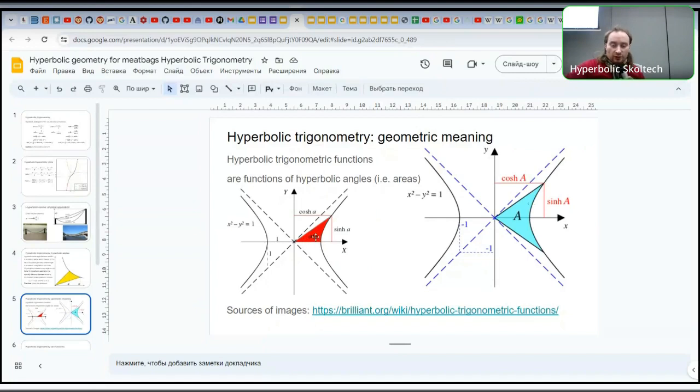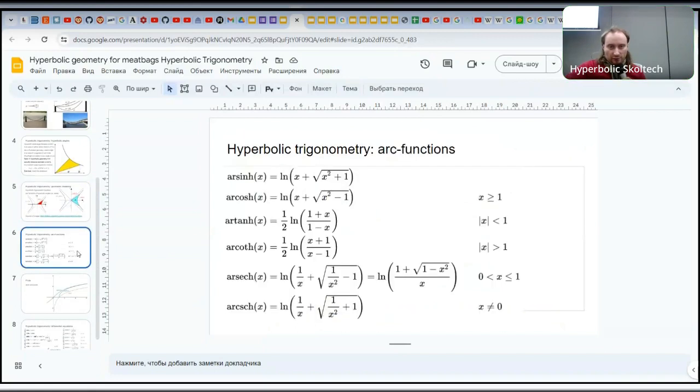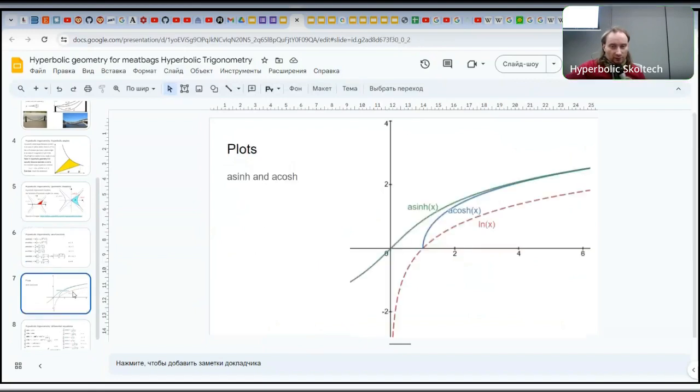So some more hyperbolic trigonometry: arc functions. Here you see hyperbolic arcsine, hyperbolic arccosine, hyperbolic arctangent, and so on. They are definable by these formulas. So here are the plots. They look more or less like the usual logarithm, but maybe shifted away.